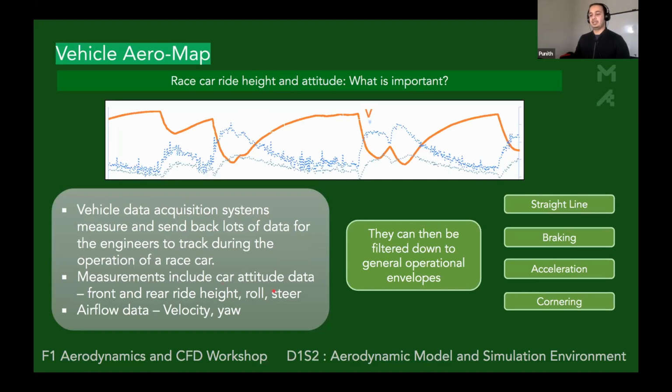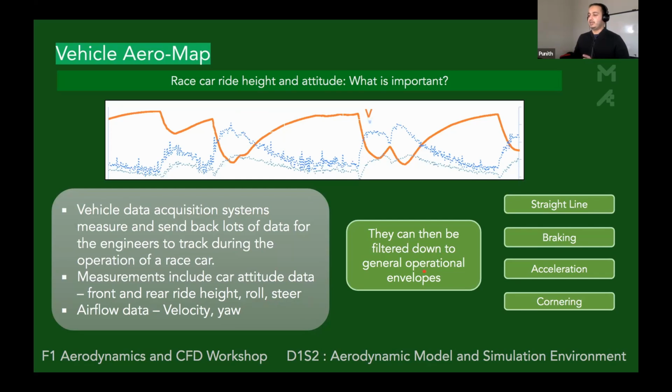So you can measure front and rear ride height, roll, steer. You can even measure airflow data. So you have velocity. You normally have a pitot-static tube in the front of the car. You would have noticed on most of the race cars, all the race cars will have one. You can measure velocity. It's also normally a yaw probe, so it'll measure the yaw angle as the car goes around the track as well. They can then be filtered down into some sort of operational envelopes. And I'll tell you what I mean in the next slide.